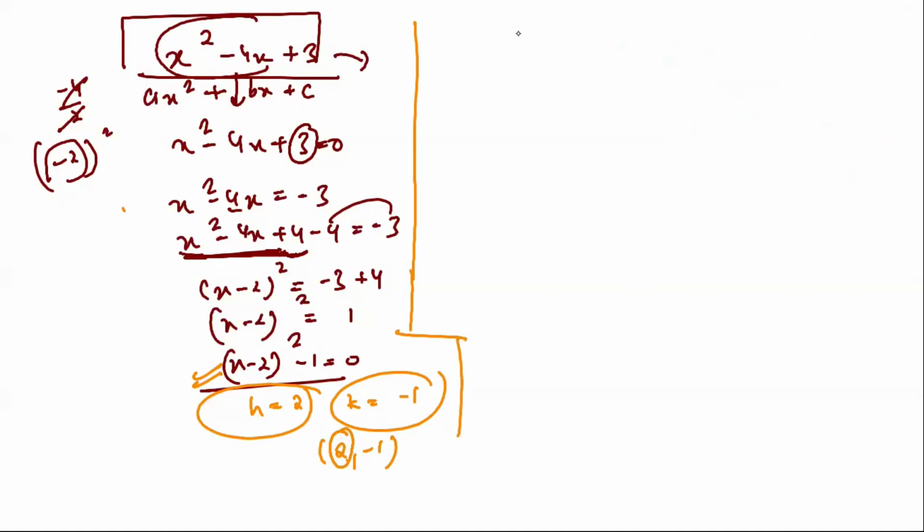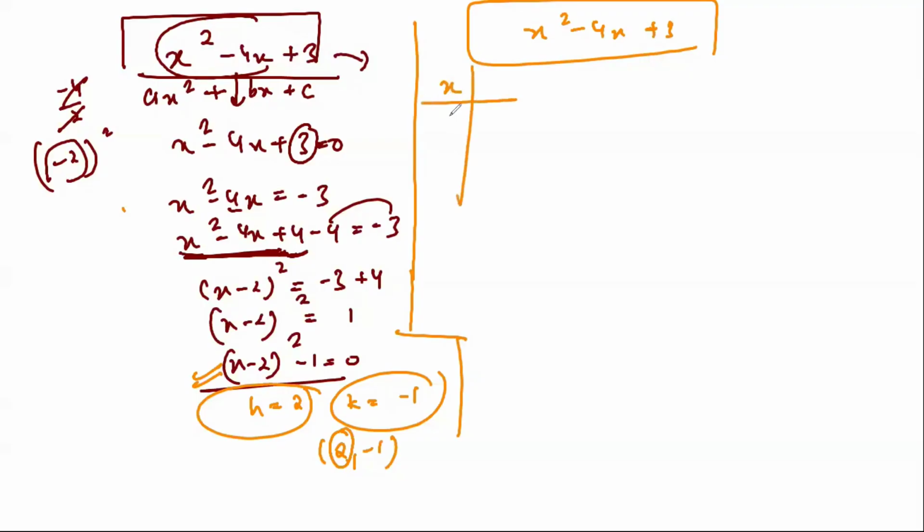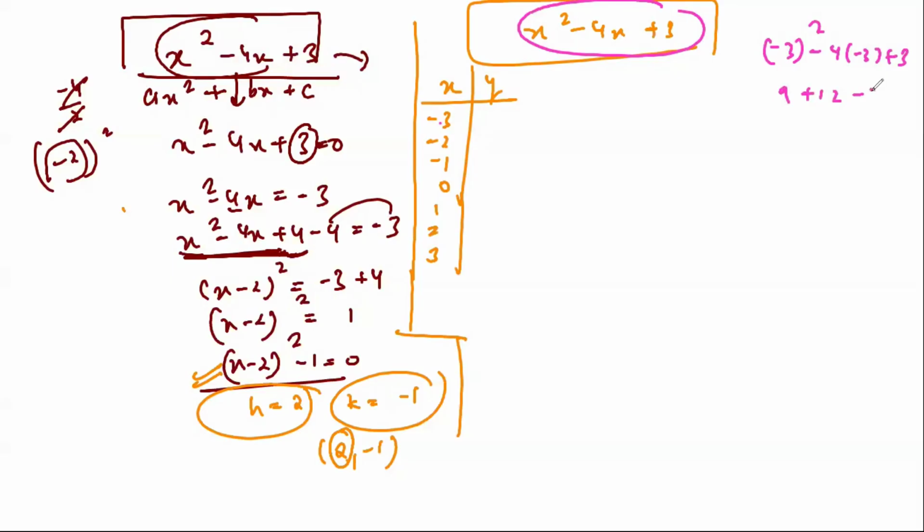I'm taking the general equation, the first equation that we have, x square minus 4x plus 3. To get the parabola, we'll take x values, any values of x. Most of the time, we will choose values like 1, 2, 3, okay? And we have to find y. So when I put x as -3 in this equation, I get -3 whole square, then -4 times -3 plus 3. It gives me 9, then plus 12 and plus 3, which is how much?